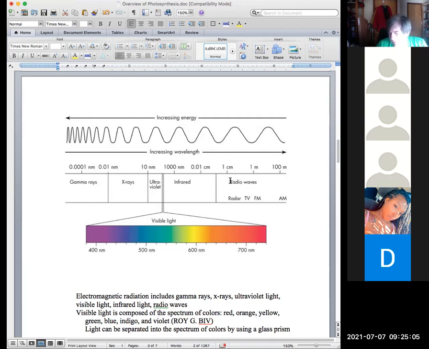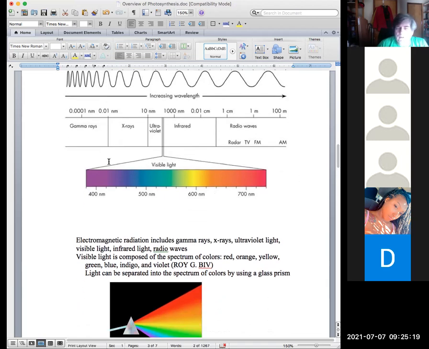And then there are radio waves, but it's actually radio waves, TV waves, FM waves, AM waves, all sorts of different waves on the high wavelength, low frequency end. Now, if we look at visible light, we say that white light is composed of all the colors of the spectrum. And the spectrum are all the different colors of visible light that we can see.